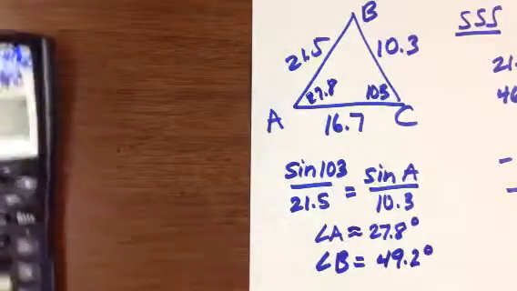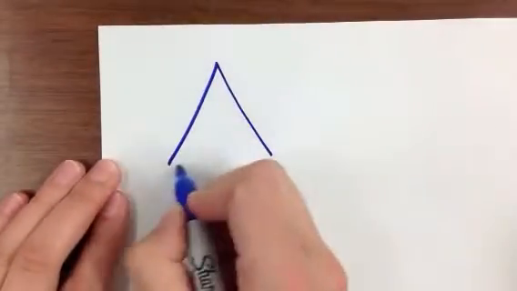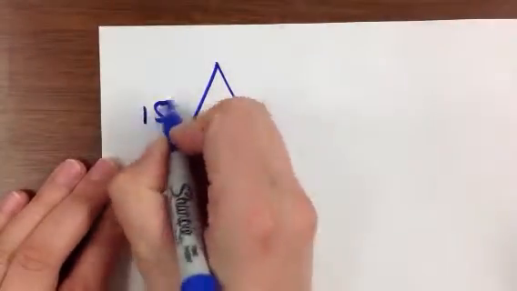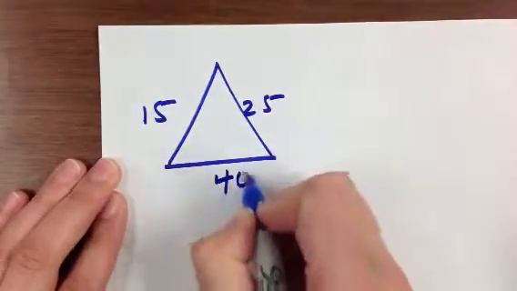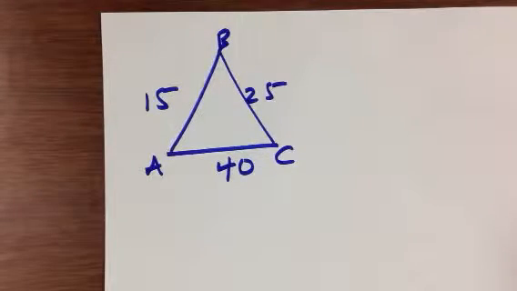Now, there is one special case that happens with side, side, side that I briefly want to talk about, and that is when we have the three sides of a triangle. You need to remember the triangle inequality theorem from geometry, which states the sum of two sides must be greater than the length of the third side.